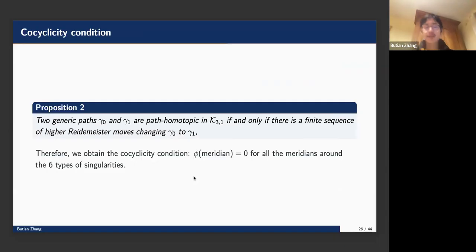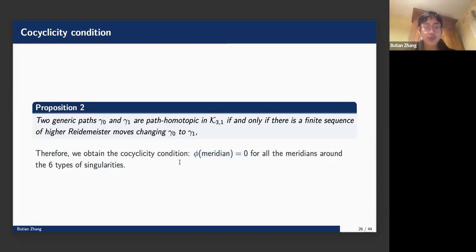Two generic paths are path homotopic in the space of long knots if and only if they can be connected to each other by a sequence of these higher Reidemeister moves. Having this combinatorial description, we can transform our second condition into: the map phi for that combinatorial one cocycle is equal to 0 on all the meridians around those 6 types of singularities. This is what we call the cocyclicity condition for the construction of the combinatorial one cocycles.